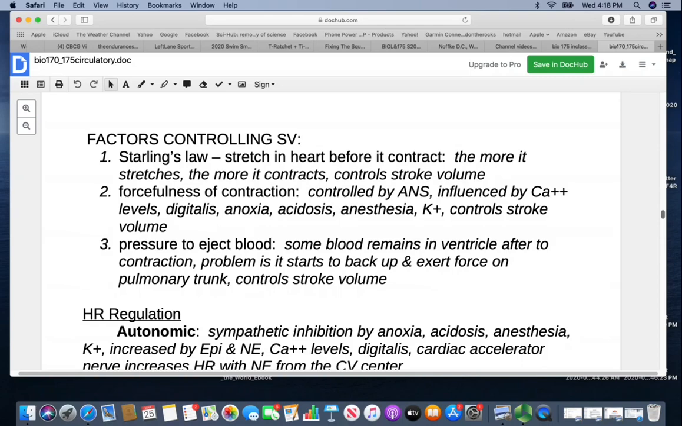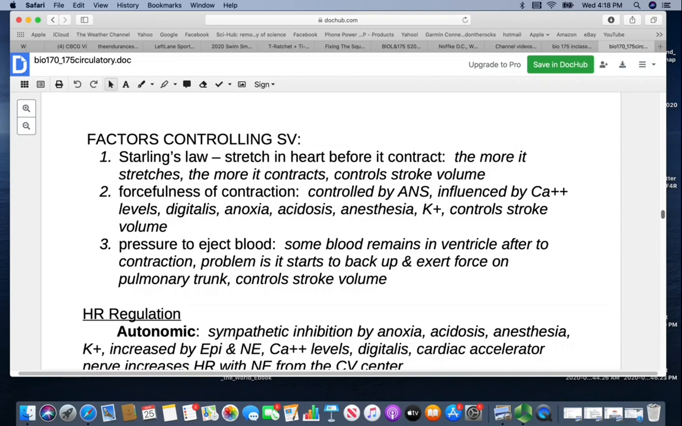The other thing that influences this is the forcefulness of contraction. This is controlled by the autonomic system. So the harder the heart contracts, the more volume is going to come out of it. So this will be influenced by calcium levels, digitalis, which is a substance derived from the foxglove plant, anoxia, which is an absence of oxygen, acidosis, anesthesia, and potassium levels.